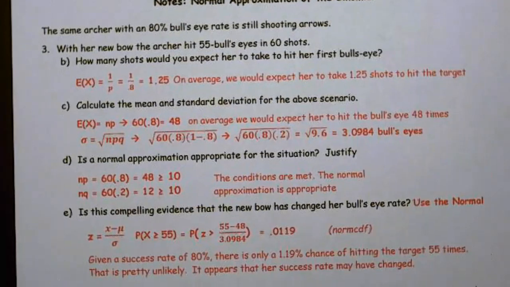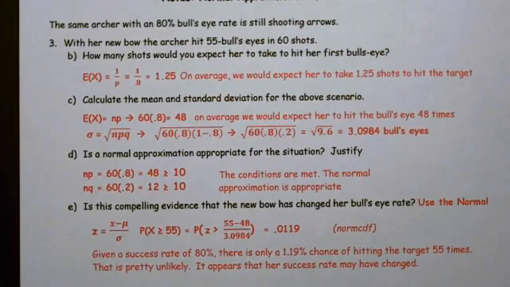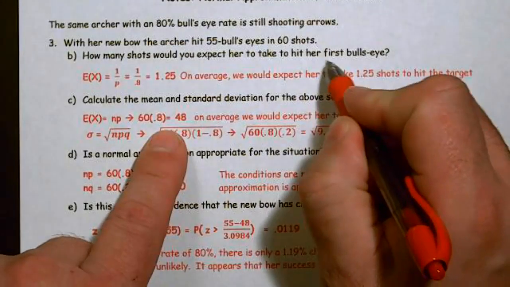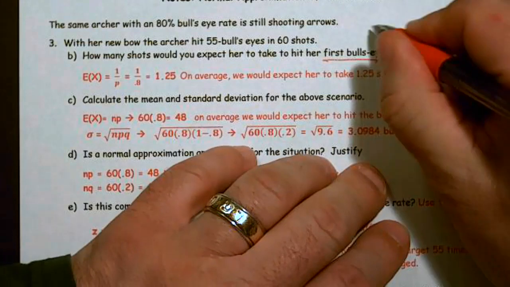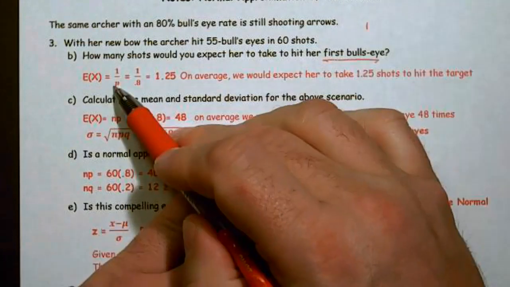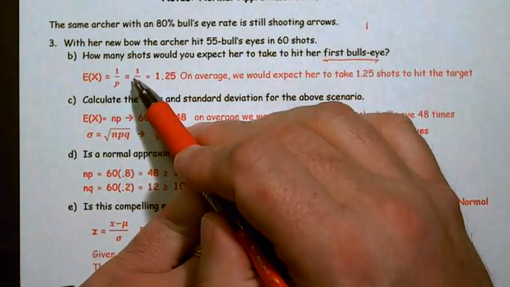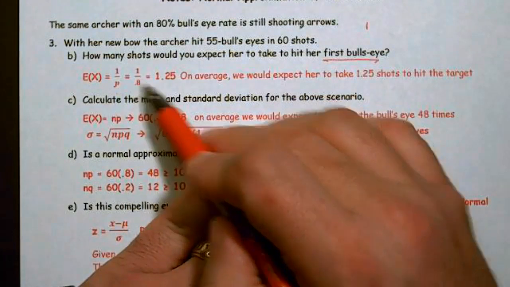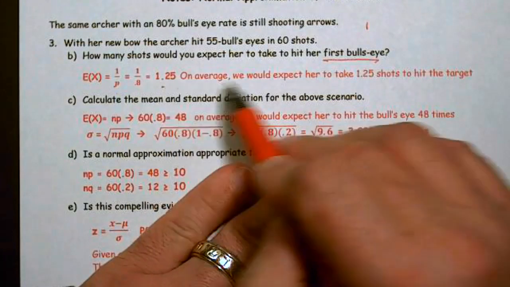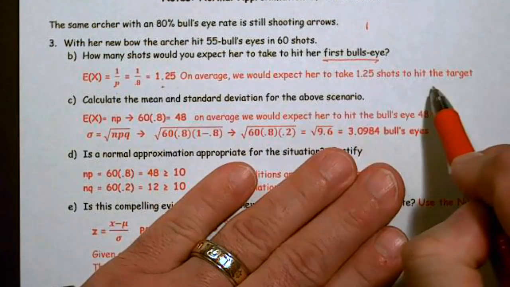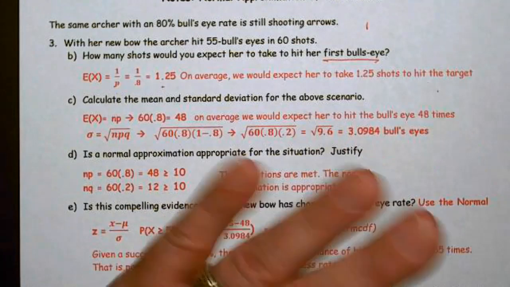The same archer with a new bow hits 55 bullseyes in 60. Well, how many shots would you expect to take to hit her first one? As soon as we say first, we're talking about a geometric, and I know that's not what we're talking about, but I just want to remind you. The expected value for a geometric is 1 over p. So her claim is 80%. So we'd expect her to hit it on 1.25. On average, we'd expect her to take 1.25 shots to hit the target. All right, that's on average.